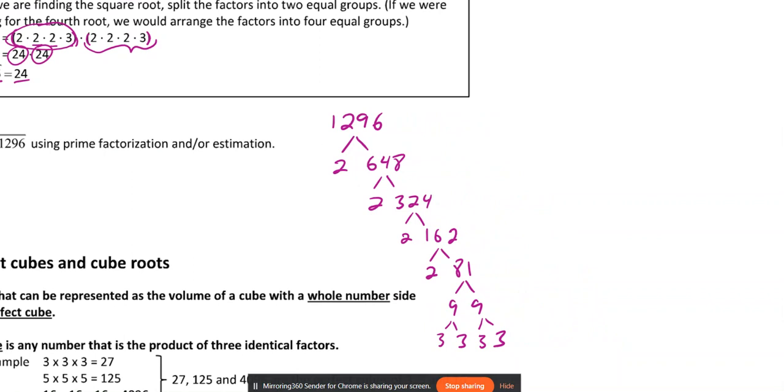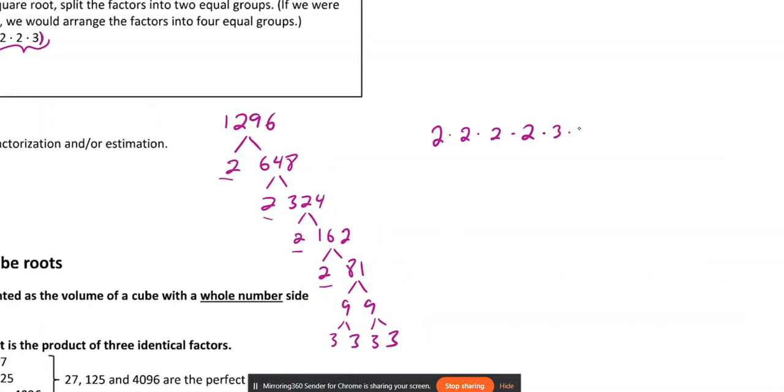Okay, let's write this out just with the numbers instead of as a tree. We'll just count them: 1, 2, 3, 4. So 2 times 2 times 2 times 2, and then times 3 times 3 times 3 times 3. I just want you to be able to see what we're going to have going on here. The idea is I want to have this written as something times something else. If I can make those both exactly the same thing, then that's going to be a perfect square.